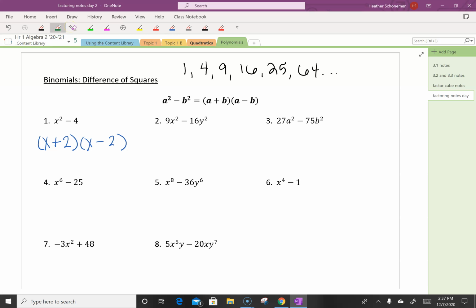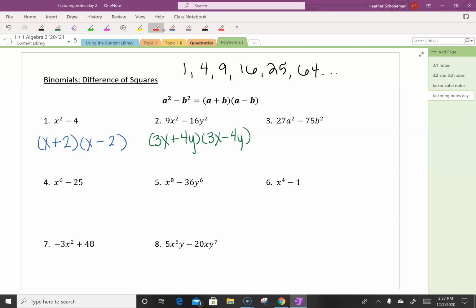On number 2, it is a binomial. There's a minus sign, and I can take the square root of both, so I'm going to go straight to my 2 parentheses. The square root of 9x squared is 3x. The square root of 16y squared is 4y. 1 is a plus, 1 is a minus.